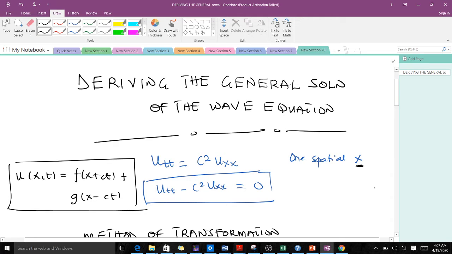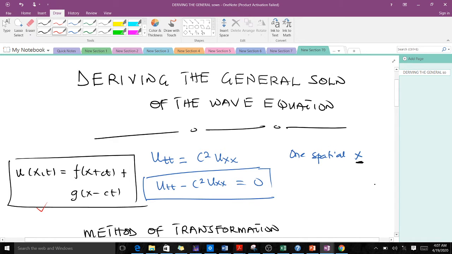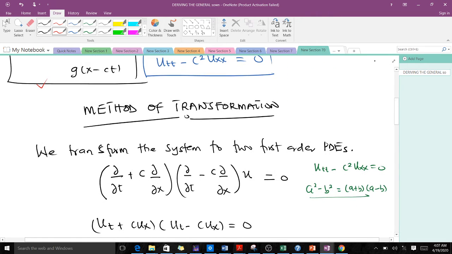So, the general solution to our wave equation is just u of x, t equals f of x plus ct plus g of x minus ct. So in this tutorial, we are going to learn how to prove this particular formula here. We are going to go through a very straightforward and easy to comprehend approach. That's the method of transformation.